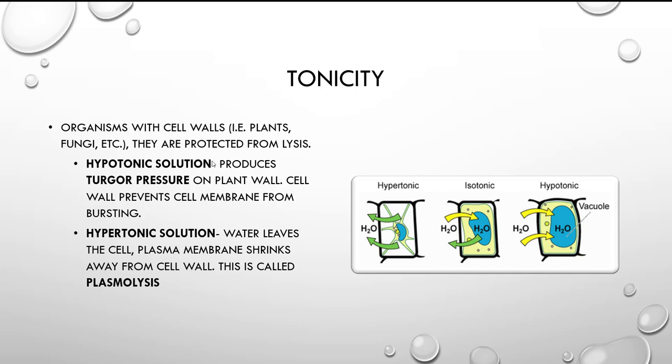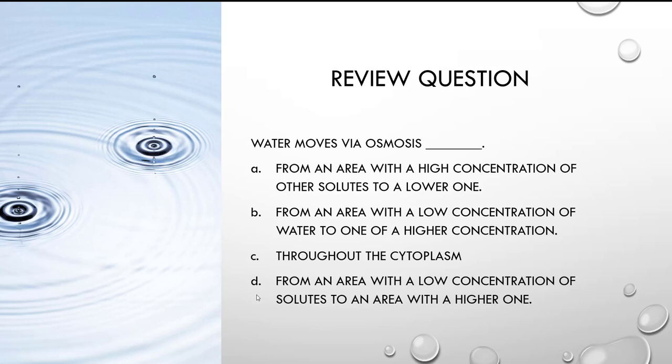Okay. All right. So we've talked about passive transport. We've talked about the 3 types of diffusion: simple diffusion, facilitated diffusion, and now osmosis. So now we're going to finish off this video with some review questions. So water moves via osmosis, A, from an area with a high concentration of other solutes to a lower one, or is it B, from an area with a low concentration of water to one of a higher concentration, or is it C, throughout the cytoplasm, or is it D, from an area with a low concentration of solutes to an area with a higher one?